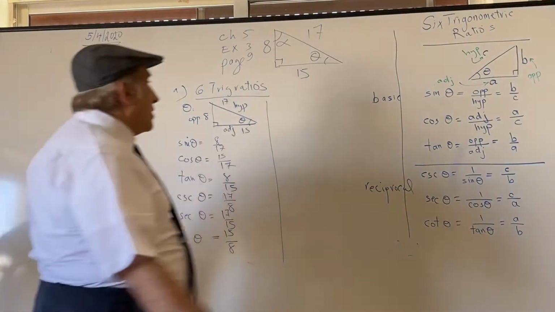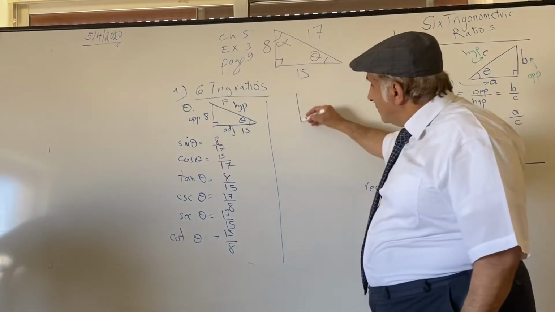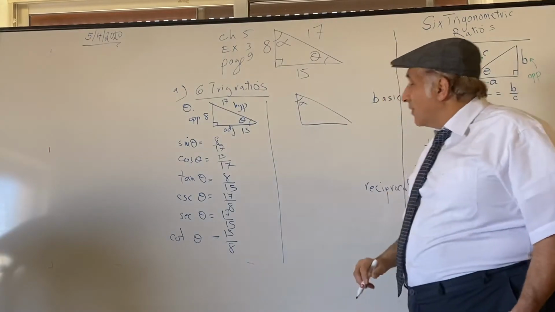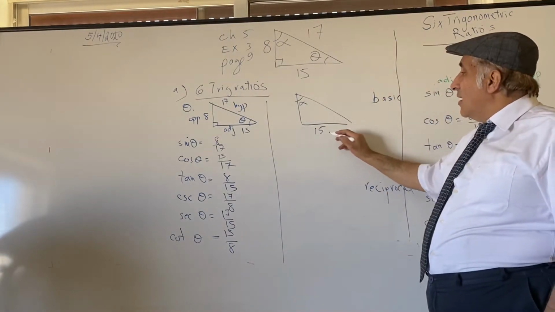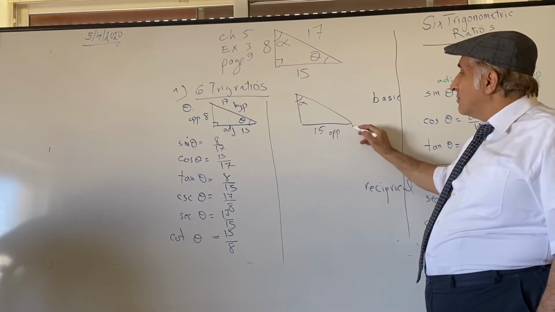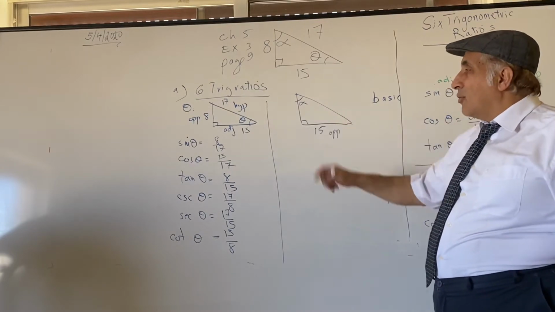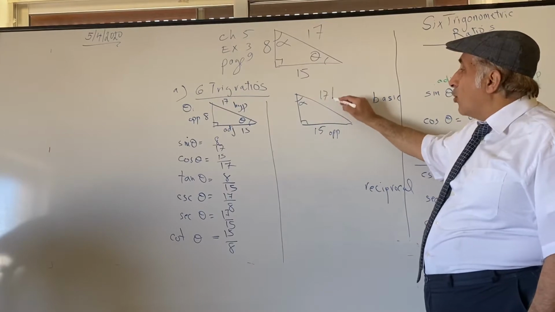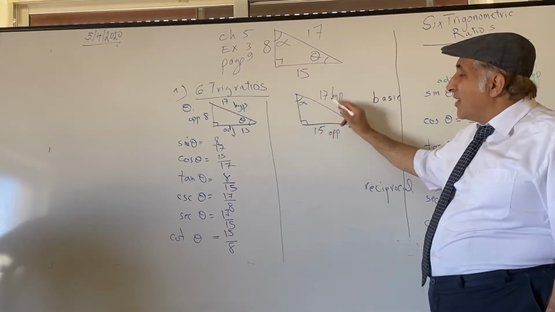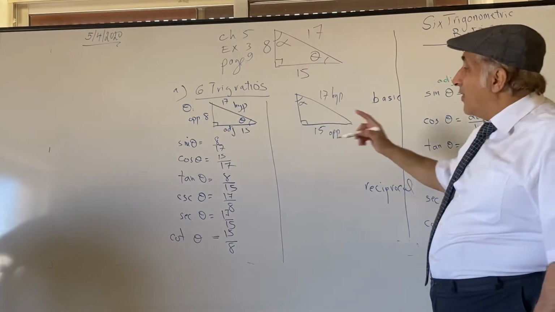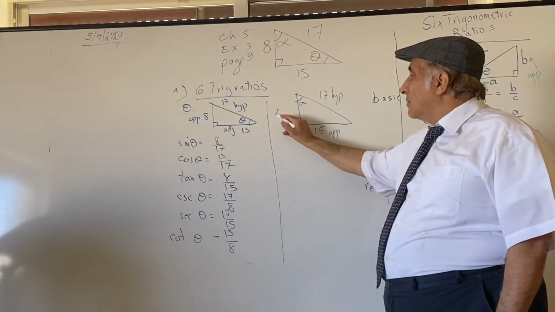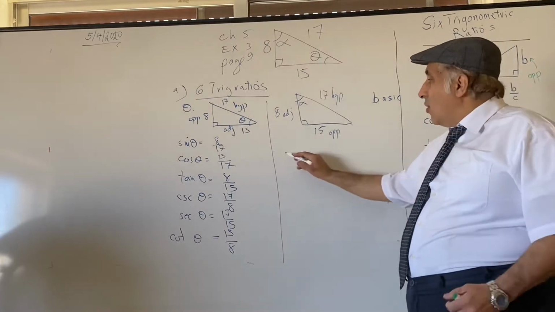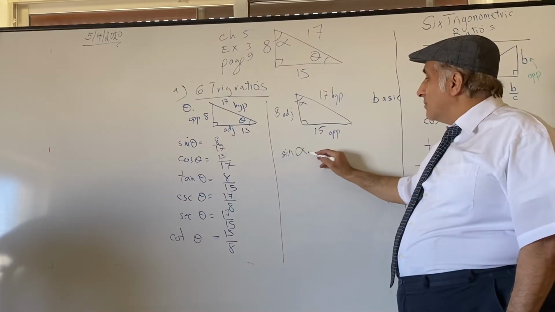But how about if I was looking at the alpha? Then the 15 is called the opposite. Not anymore adjacent. But this is always the hypotenuse. Why always? It's facing the 90 degrees. Therefore, this must be what? The adjacent. Now you tell me, what is sine alpha?